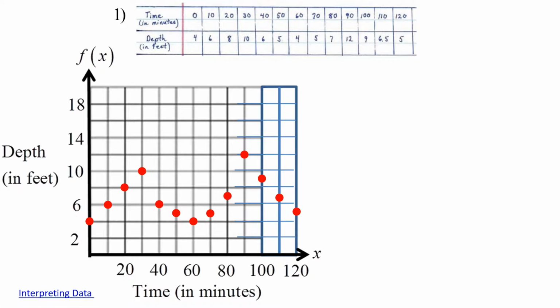Now, think about this. Is this data continuous or discrete? If you just look at the table, you might think, hey, this is discrete. My outputs are just whole numbers, every 10 minutes. But we're thinking about the depth of the water in a river as we're floating down the river. And isn't that depth going to change continuously? So what I'm going to do is just put a smooth curve through these scatter plots.